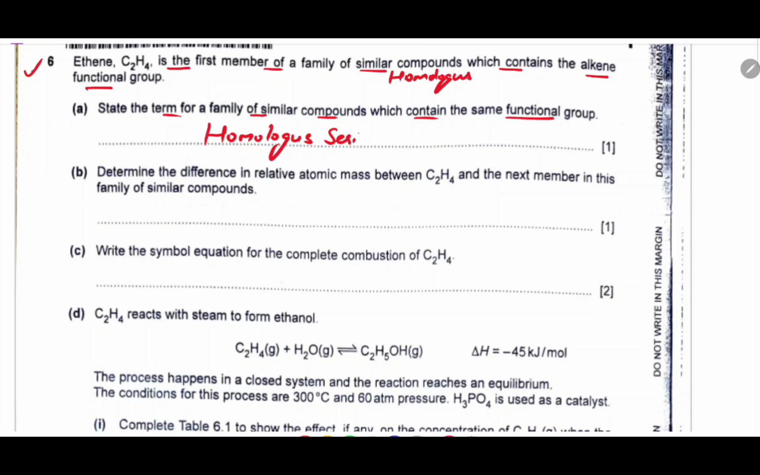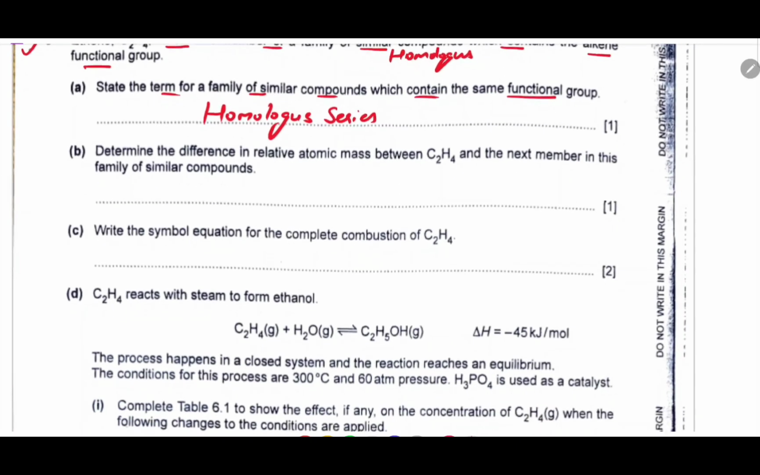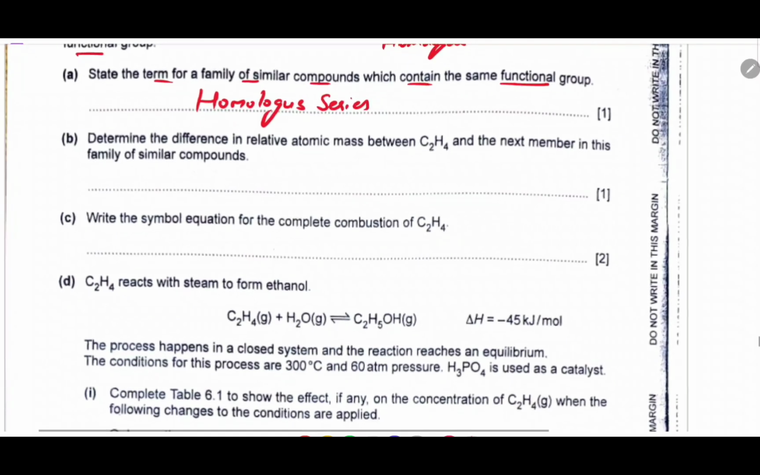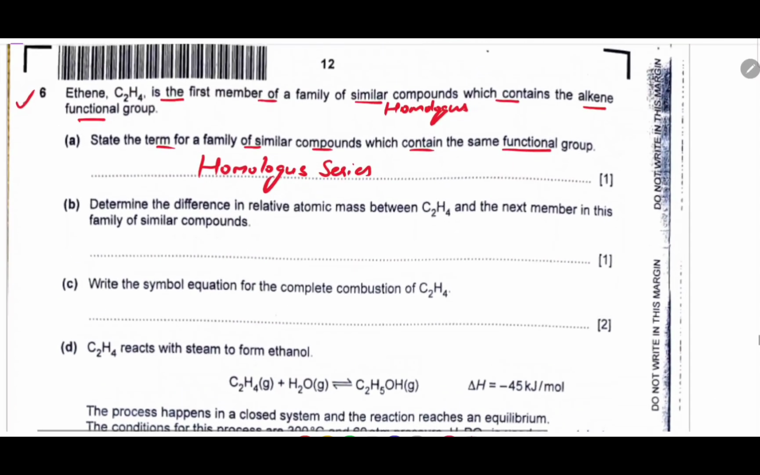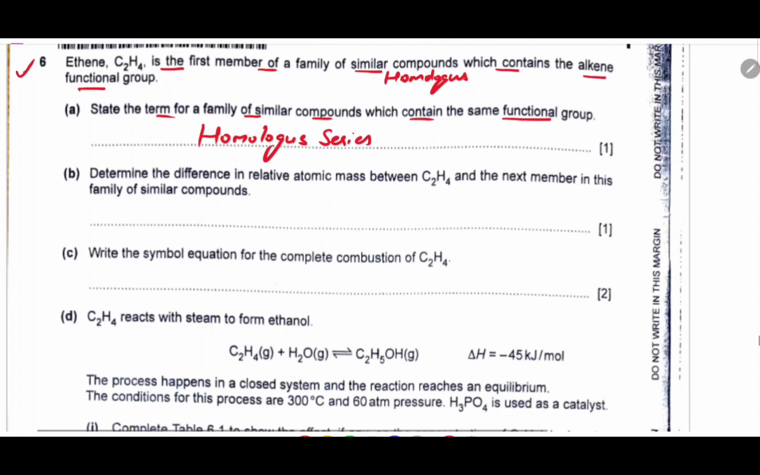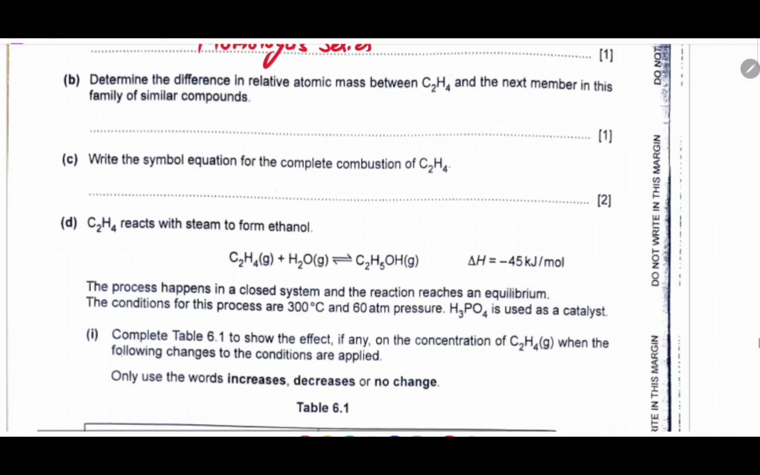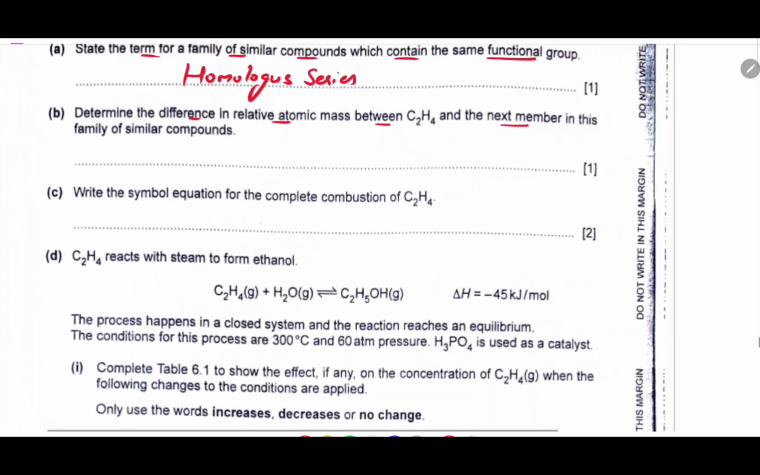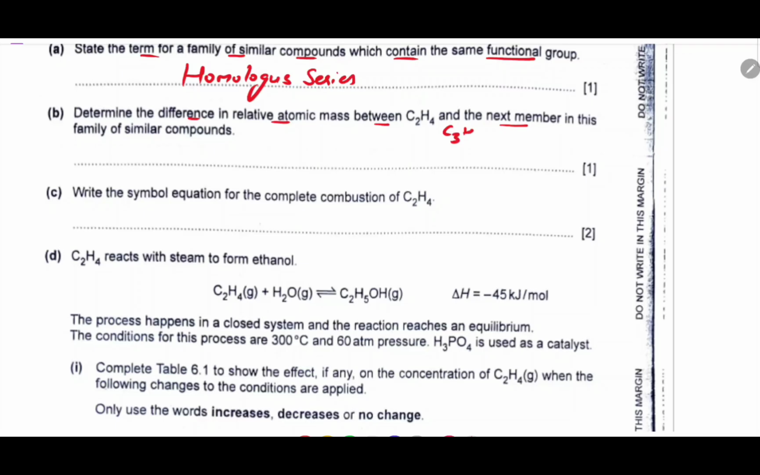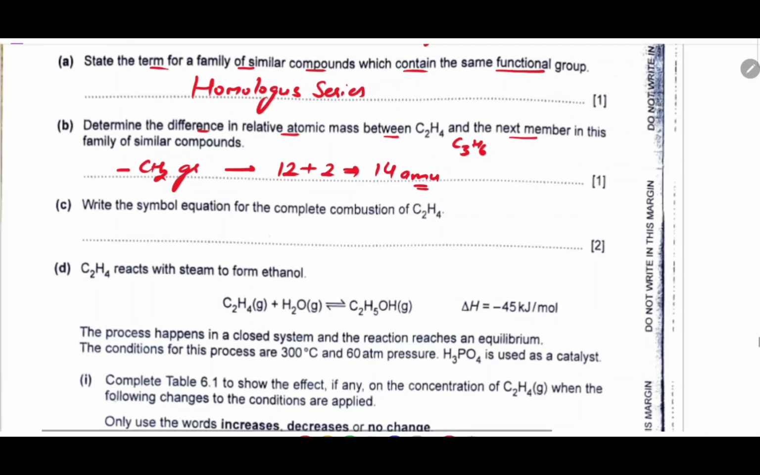It is a series of organic compounds having the same general formula, where adjacent members differ by a CH2 group, and they have the same or similar chemical properties, and the physical properties show a regular gradient. B part: determine the difference in relative atomic mass between C2H4 and the next member. The first member is C2H4, the next member will be C3H6, and the difference is a CH2 group. Therefore, the atomic mass difference is 12 plus 2, that is 14 amu, between the two adjacent members.